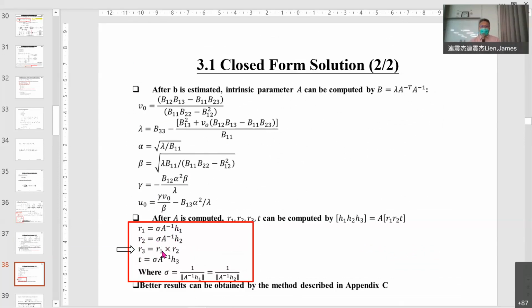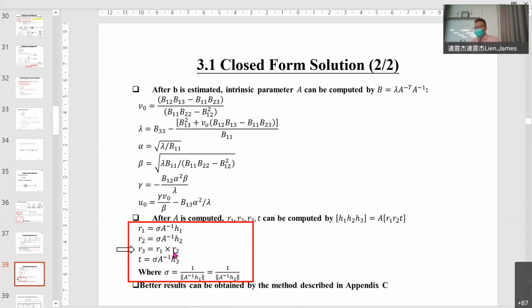But where's R3? R3, because of X, Y, and Z, will be the cross product of R1 and R2. Right? Because the three axes are perpendicular to each other. The three axes should be orthonormal to each other. So R3, because it's from the cross product of R1 and R2, will be orthonormal to R1 and R2.